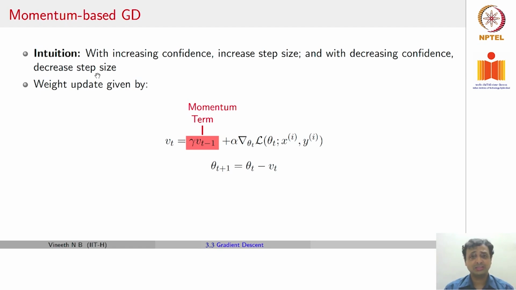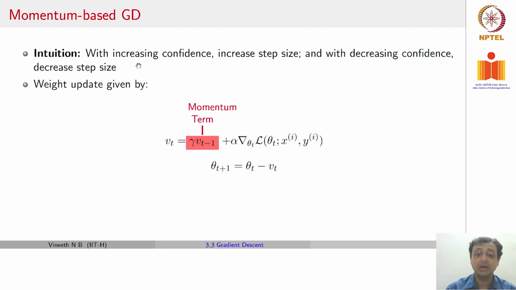The question I would ask is, should I completely change direction now? I have been coming along one way so far. Should I completely change direction now? Maybe the answer is, let's not do that. Let's keep in mind that we were coming along a certain direction, use that to some extent, and the new gradient direction to some extent, and combine them in some way. This is exactly what momentum-based gradient descent does.